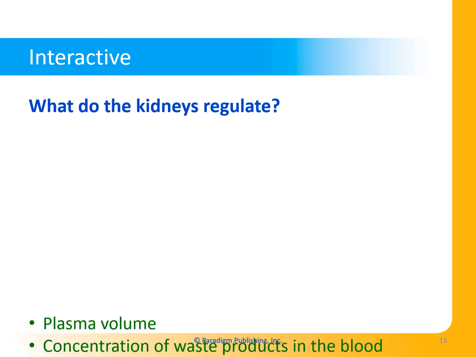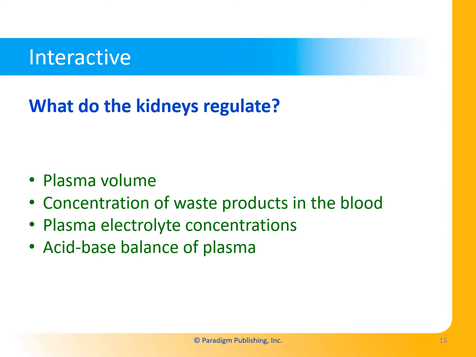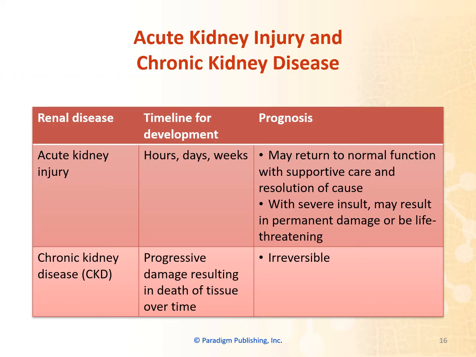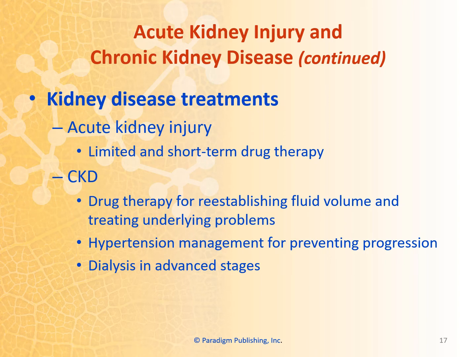What do the kidneys regulate? Plasma volume, concentration of waste products in the blood, plasma electrolyte concentrations, and acid-base balance of plasma. There are different types of renal disease. One is acute kidney injury, and then chronic kidney disease. Acute kidney injury is limited and short-term during drug therapy. CKD is drug therapy for reestablishing fluid volume and treating underlying problems, hypertension management for preventing progression, and dialysis in advanced stages.